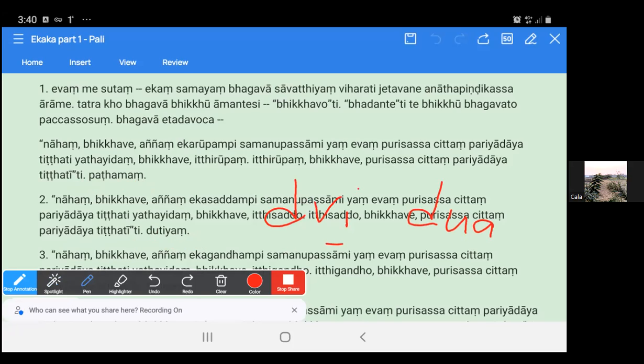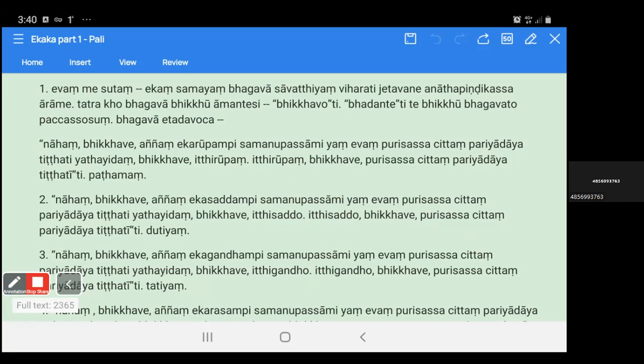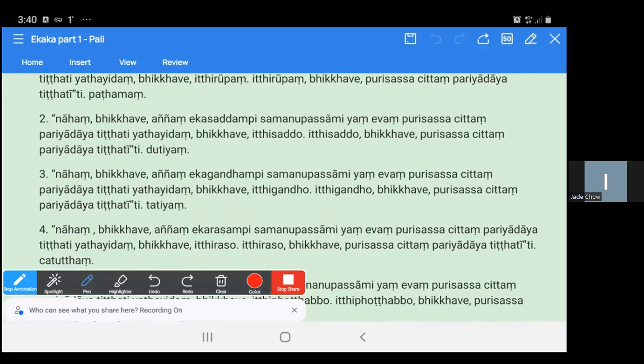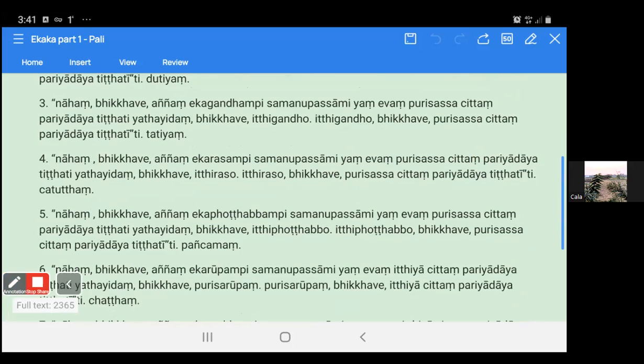So actually, when I learned Pali, I noticed there's a lot of similarity. Okay, number 3 is Tatiyam. Tiga also, right? And then the English is 3. 1, 2, 3, also the same. Okay. So number 4 is Catuttham.